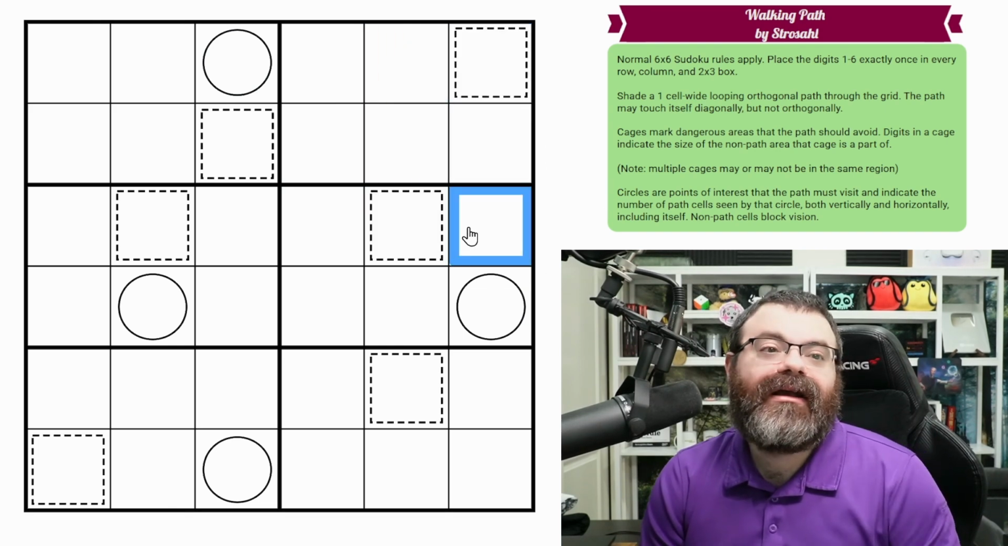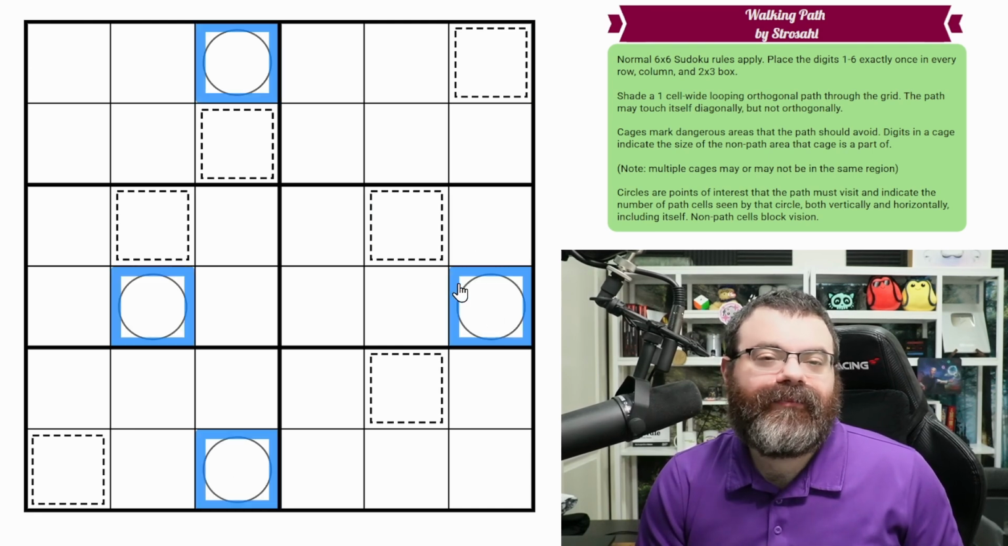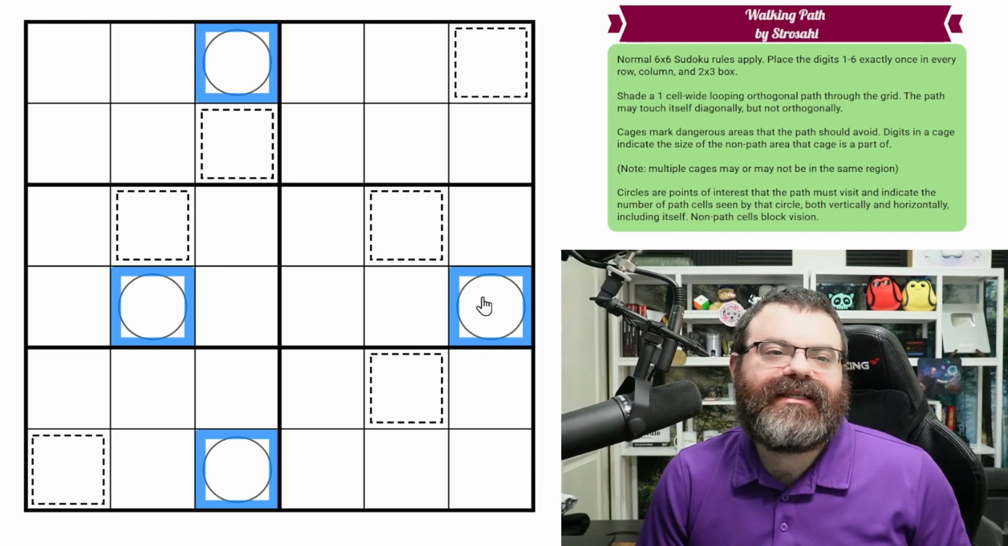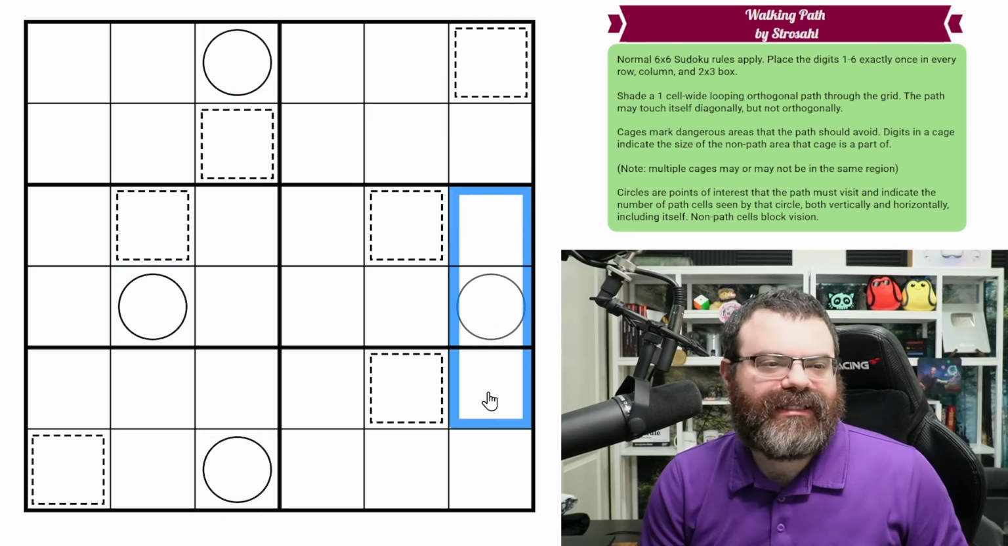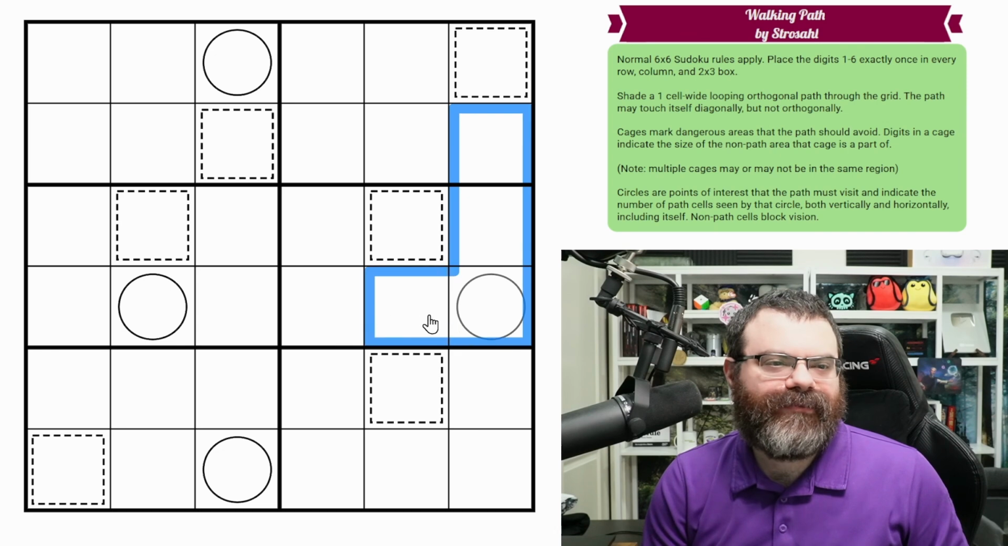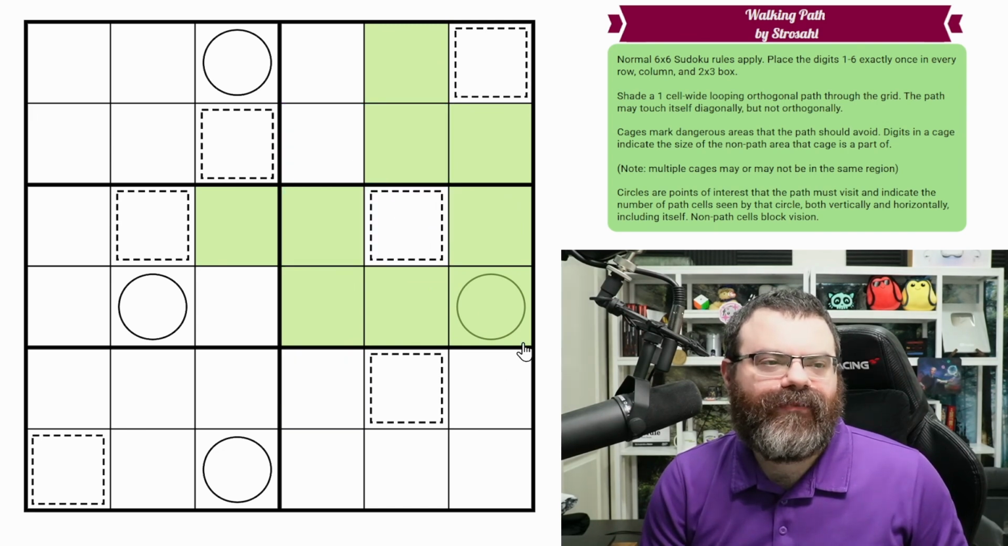Multiple cages can be in the same region, so like that, they would both be the same digit. All right. Circles are points of interest that are always path. And the digit in there is the number of path cells seen by the circle horizontally and vertically, but non-path cells block vision. So let's say the path did something like this, and then it turned this way. And this is allowed. We're allowed to touch ourselves diagonally in this puzzle.